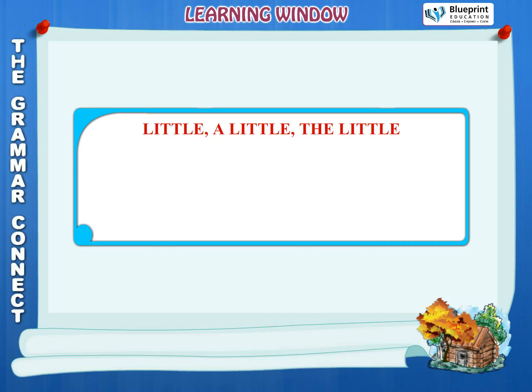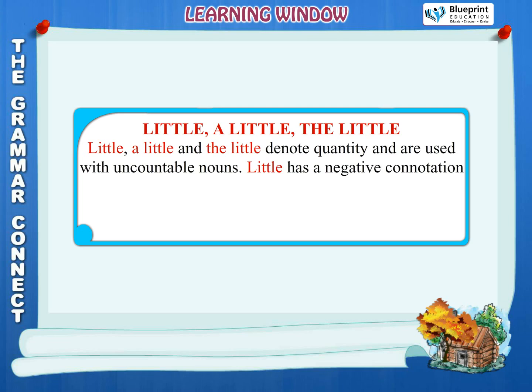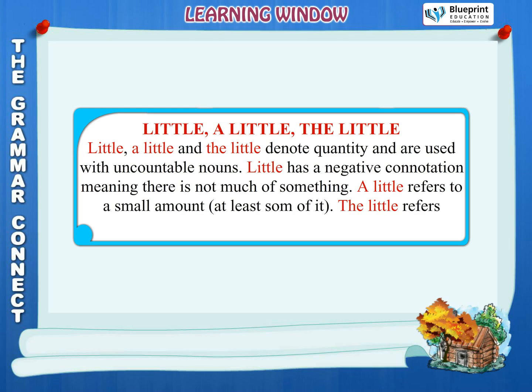Little, a little, the little. Little, a little and the little denote quantity and are used with uncountable nouns. Little has a negative connotation, meaning there is not much of something. A little refers to a small amount, at least some of it. The little refers to the whole, though not much of something.